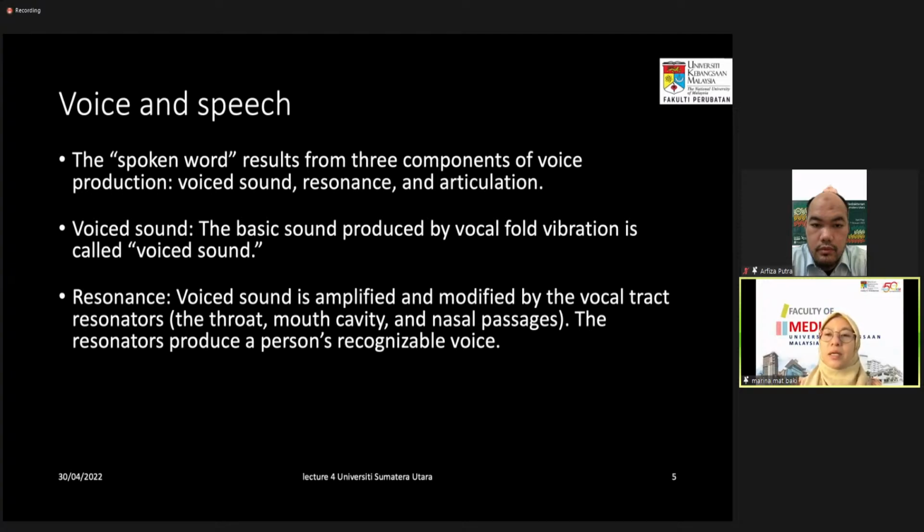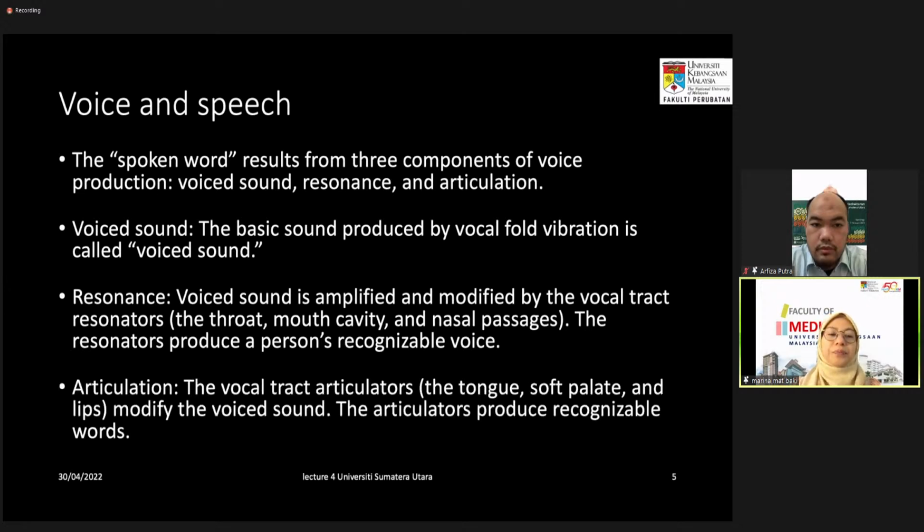Like Dr. Arfiza, I have a different voice sound. Yeah, I also have a different voice sound. And the articulation makes the amplified voice sound meaningful and become words. The tongue, soft palate, and teeth make the amplified voice sound become meaningful words.